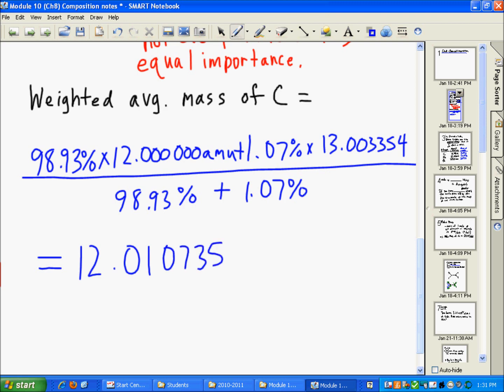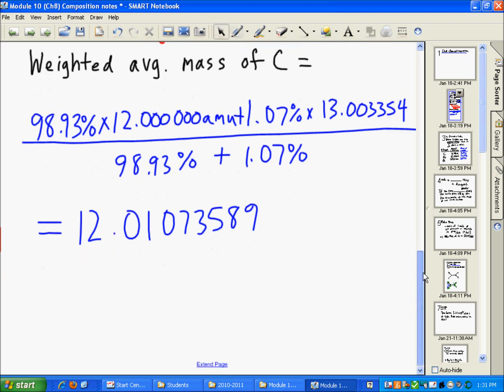0735 something 89. And if we were to round this off to significant figures, using the numbers that we have, let me think, 3 sig figs, 4 sig figs. What would that work out to? I'd have to work that out. I think if we were to round it off, it's going to work out to 12.011, and that would be the AMU for one atom on average.